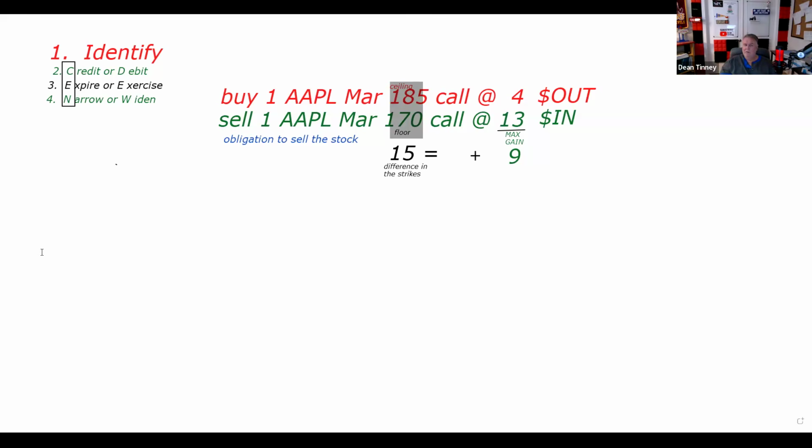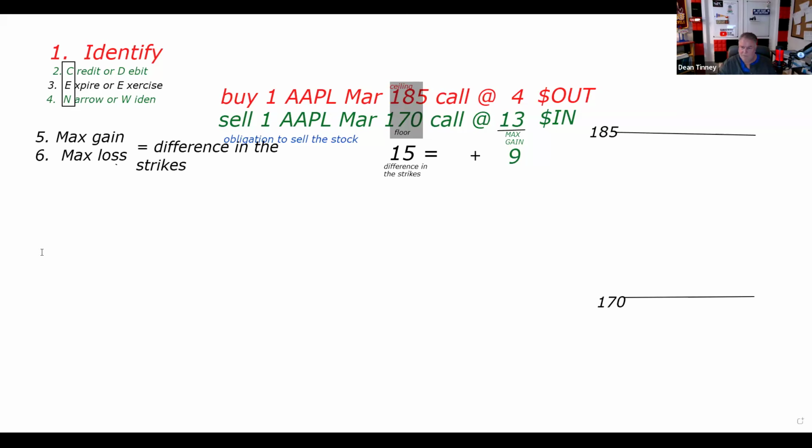So if you want, you can memorize, yuck, that the maximum loss in a credit spread is the difference in the strikes less than that credit. I think that's a mental mess, personally. I think it's easier to say there's 15 points to be made or lost. I've collected 9, so I can only lose 6.